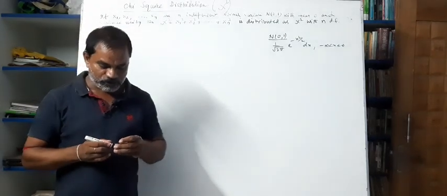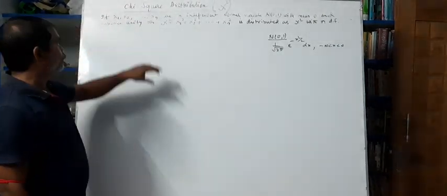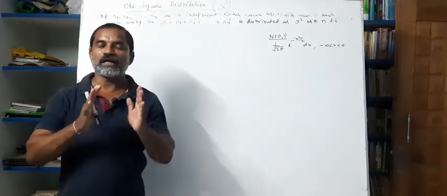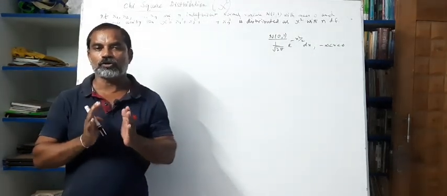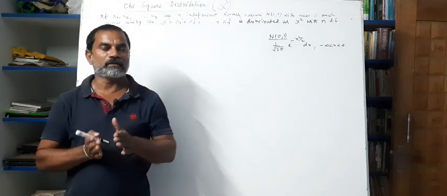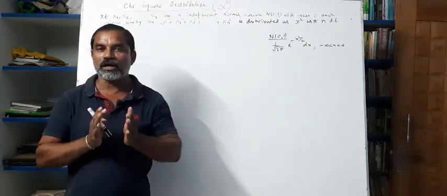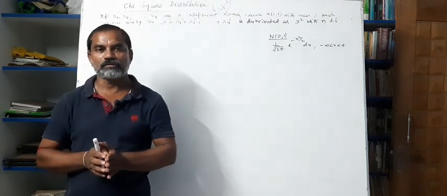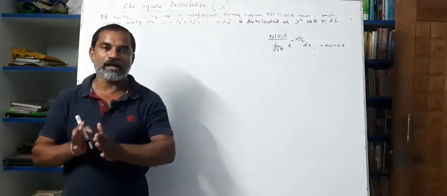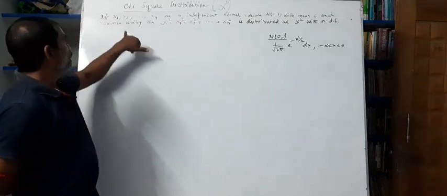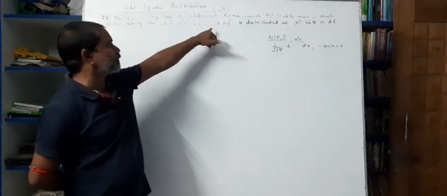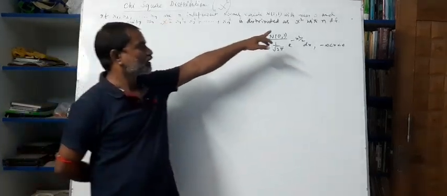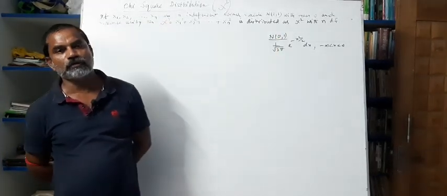The chi-square distribution is defined as follows. If x1, x2, ..., xn are n independent standard normal variates with mean 0 and variance 1, then the sum of the squares of the n independent standard normal variates is distributed as chi-square distribution. That is, chi-square equal to x1 square plus x2 square plus ... plus xn square, then chi-square is distributed as chi-square distribution with n degrees of freedom.